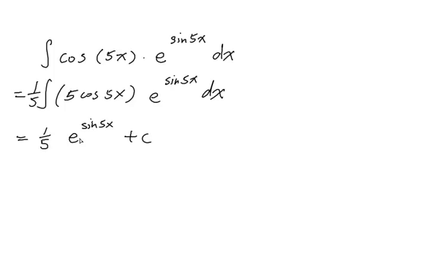Because if you look at the answer again, you take the derivative of e to the sine 5x. You're going to copy the same thing, and then differentiate sine 5x, which will give you 5 cosine 5x, and that's what we have.